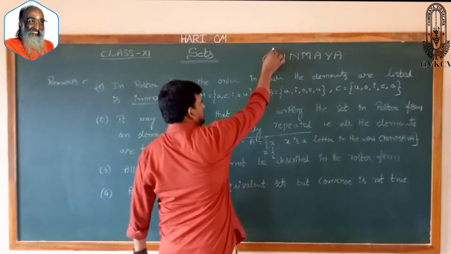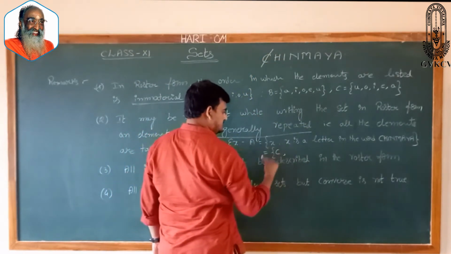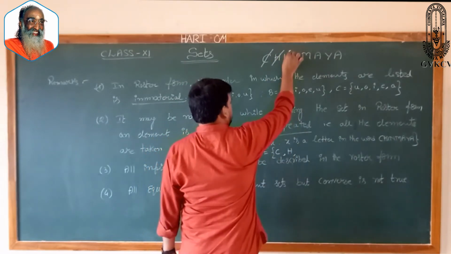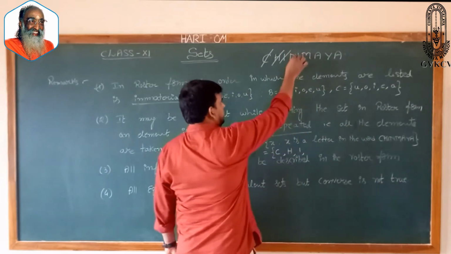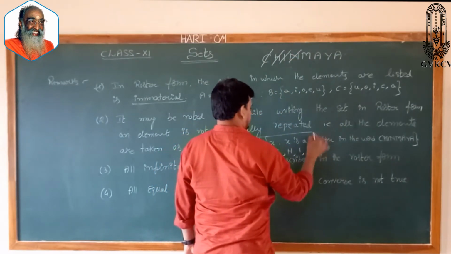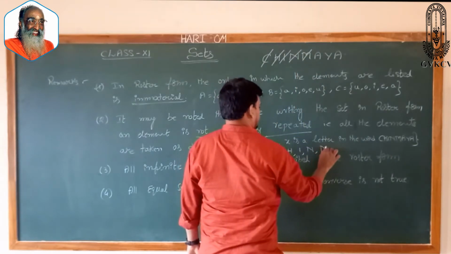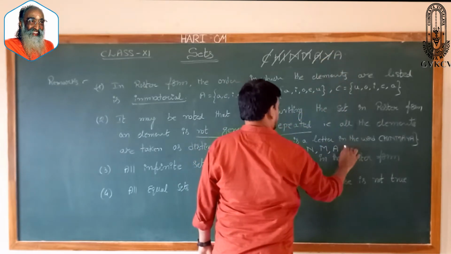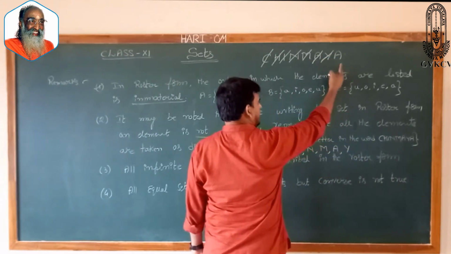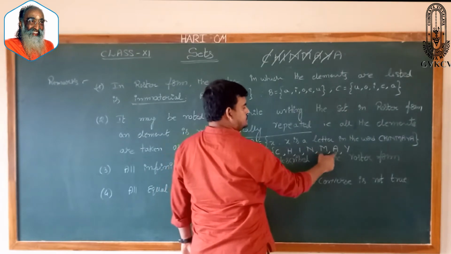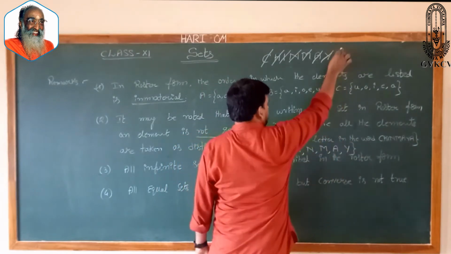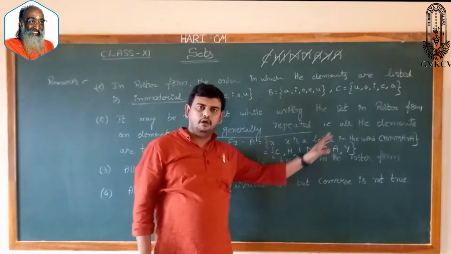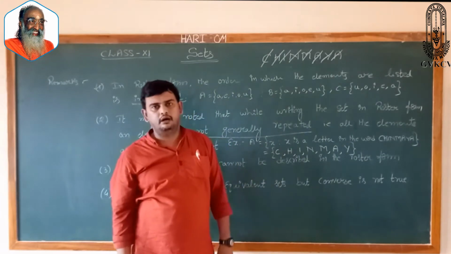What is the first letter we have? C. We can write it here, comma. Next letter, H, I can write. Next letter, I, I can write. Next letter, N, I can write. Next letter, M, I can write. Next letter, A, I can write. Next letter, Y, I can write. What is the next letter? A. A we have already written, so we don't need to write A again. So these are the letters we have in the word Chinmaya.